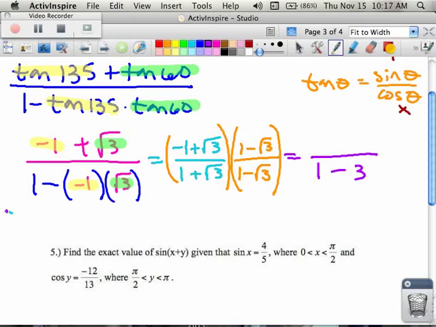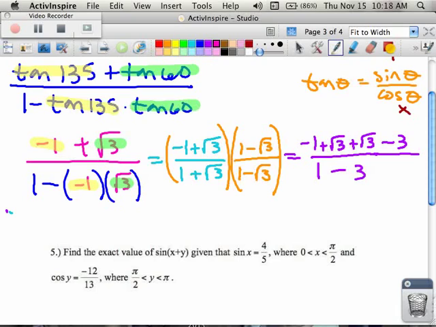On the top, we have -1 times 1, which is -1. We have -1 times negative radical 3, that's positive radical 3. We have radical 3 times 1, which is positive radical 3. And we have radical 3 times negative radical 3, which is just -3.